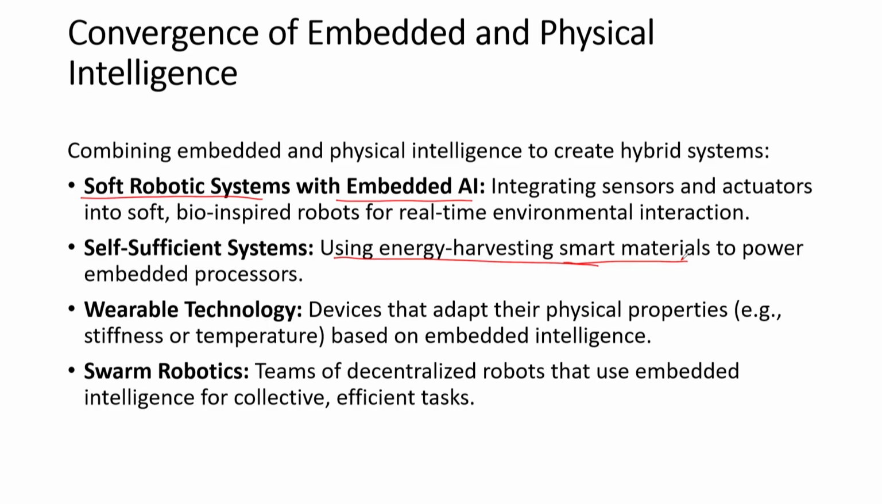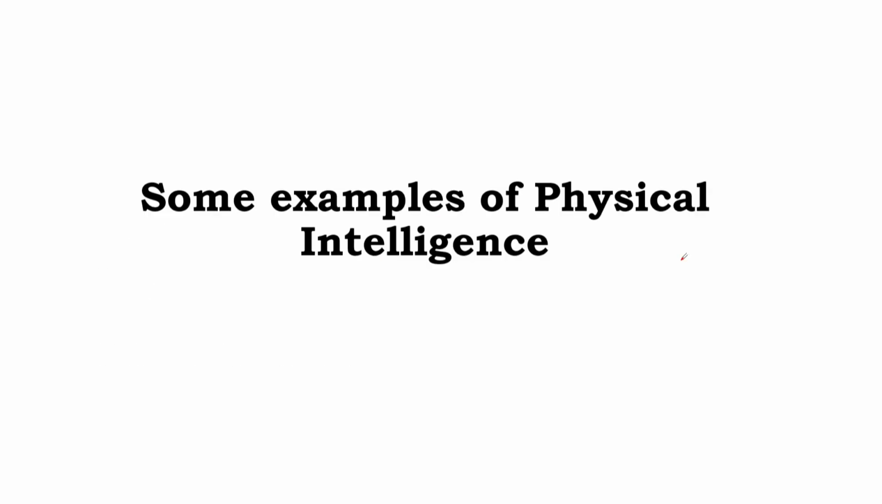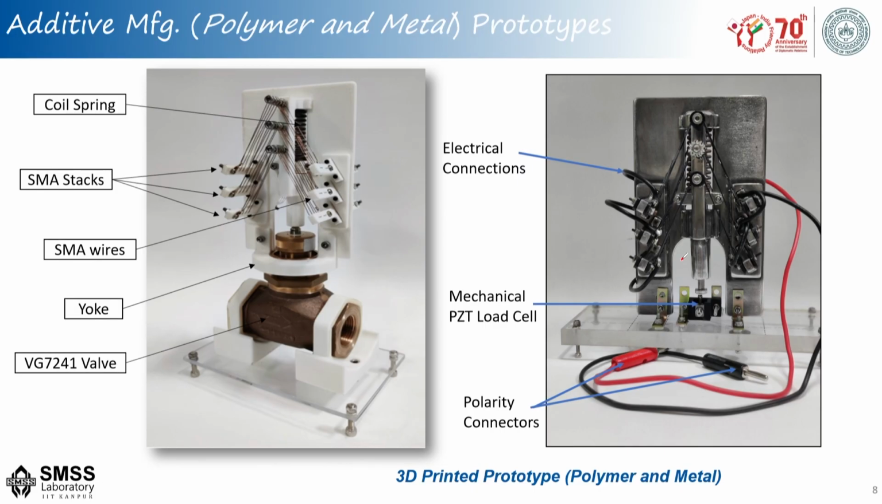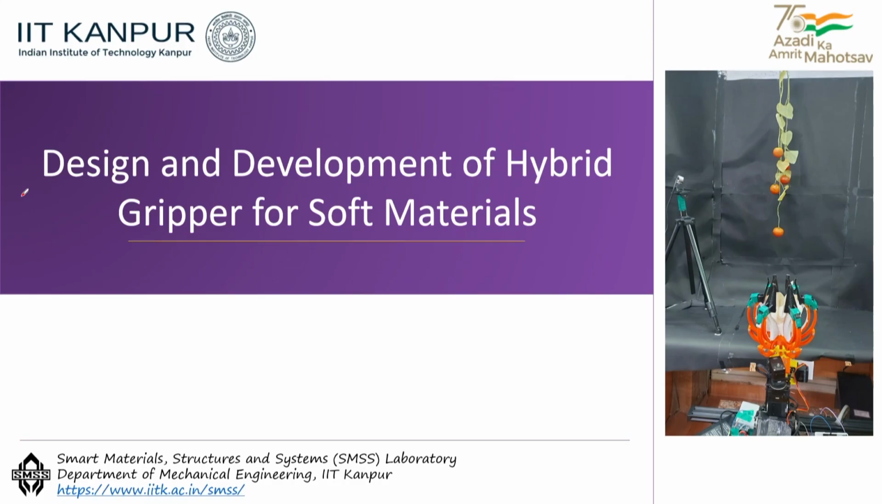Then of course, there are examples of swarm robots, where it is a team of decentralized robots that use the embedded intelligence for some collective efficient tasks. Now, some examples of physical intelligence I also talked about in the last class, and I told that one great example is what we have done in terms of developing this actuator with the help of shape memory alloy, a material which can memorize its shape, and hence we can take the advantage of it to create a back and forth motion. That is what this system does, and we can use it as a linear actuator.